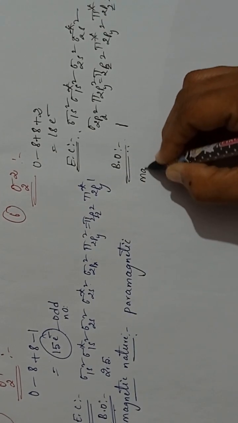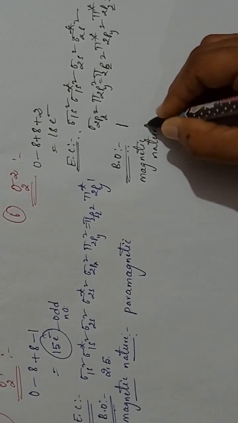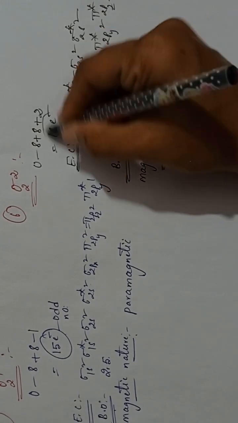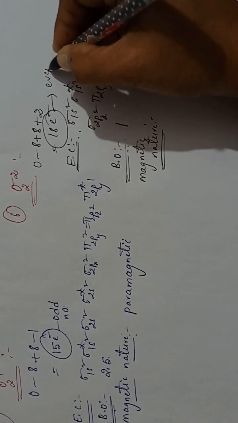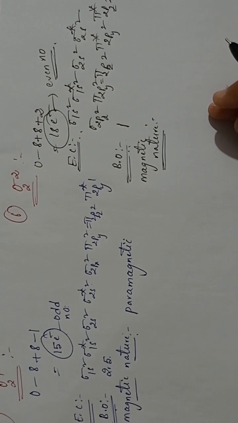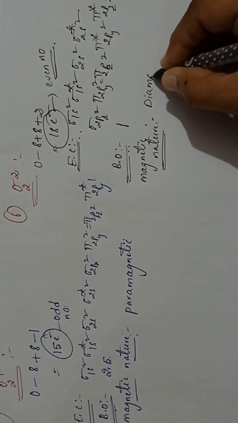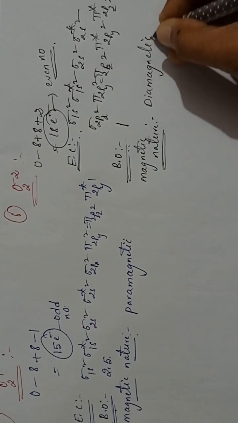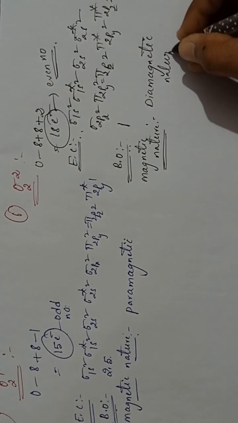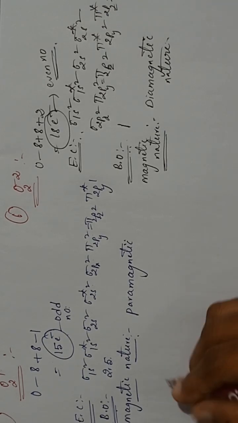What is the magnetic nature, students? Total 18 electrons. It is the even number. Correct? So even number of electrons is diamagnetic in nature. So it is diamagnetic in nature. Clear this one? It is diamagnetic nature, students. Clear? Now last example, students.